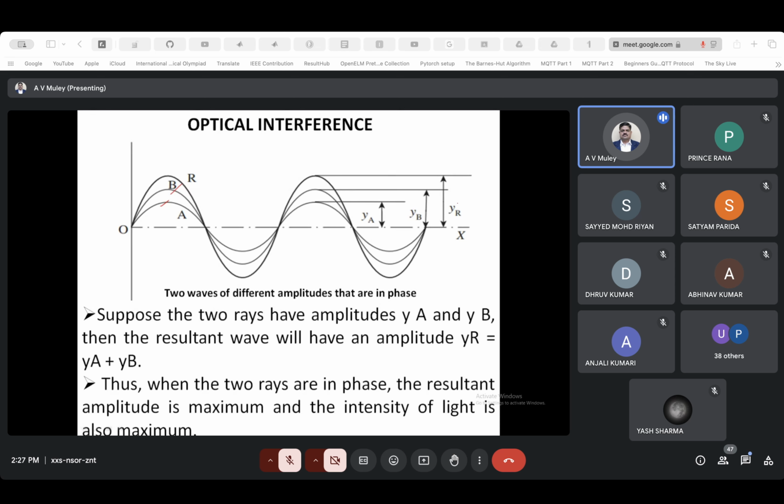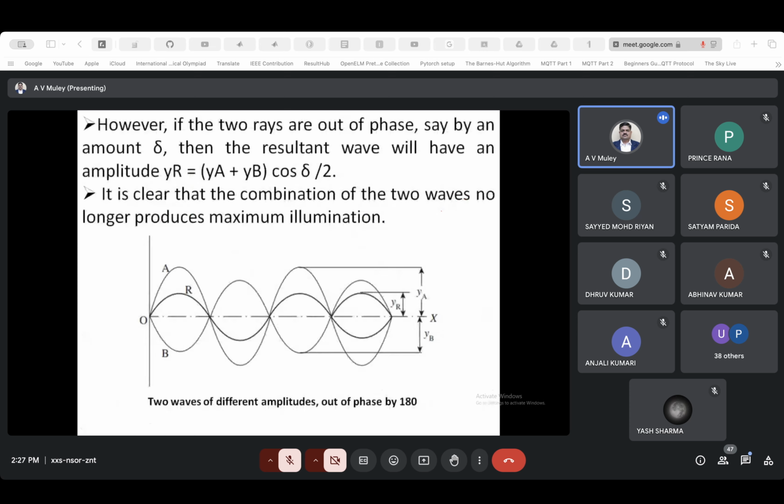So the yr you get here is the summation of both. However, if the two rays are out of phase by an amount, for example delta, then the resultant wave will have an amplitude yr, which is nothing but ya plus yb multiplied by cos delta by 2. It is clear that the combination of these two waves no longer produces maximum illumination. So this is the condition. The two waves of different amplitude are out of phase by 180 degrees, meaning one is coming from here and one is coming from there. So their sources are different, and the starting points are different.